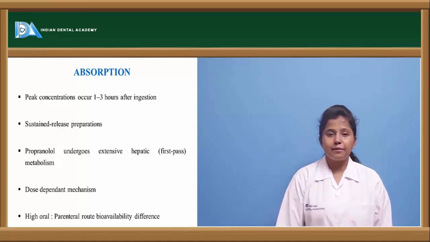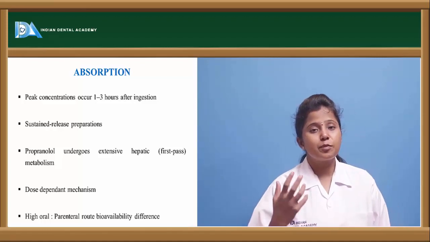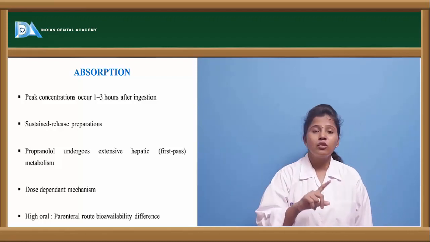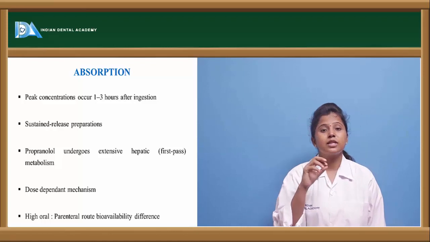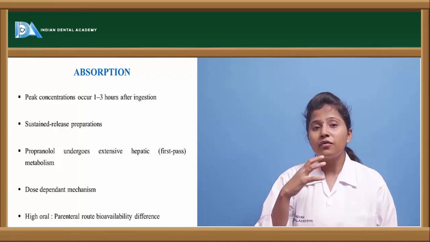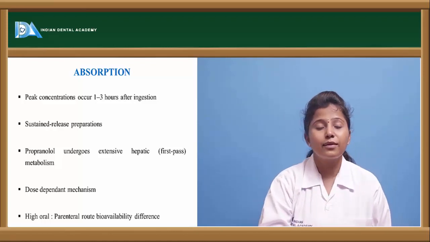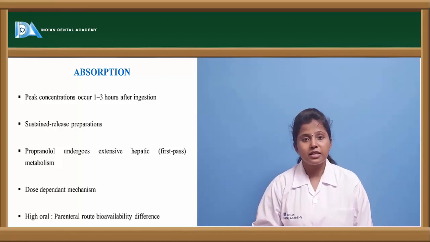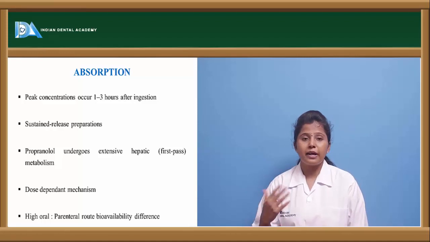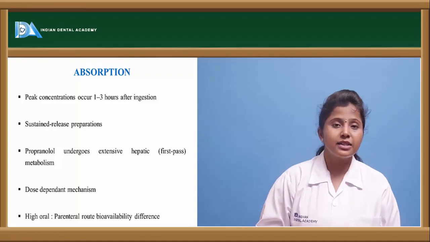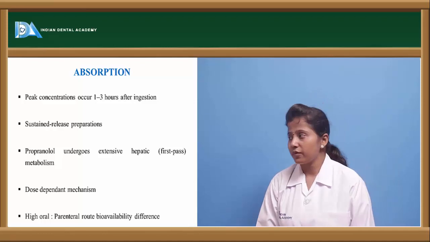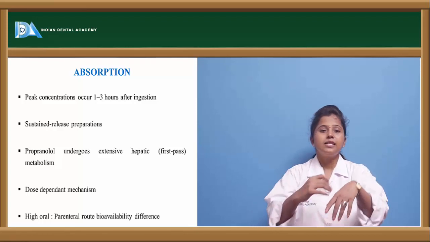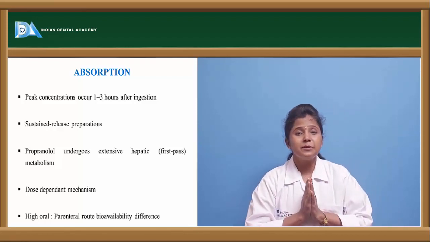Here, if we take the absorption, once propranolol is given into the body, after 1 to 3 hours the peak concentration will take place. In the sense, the greatest amount of drug is absorbed 1 to 3 hours after it is ingested, depending upon the person as well as environmental conditions and body conditions. And there are sustained release preparations also.